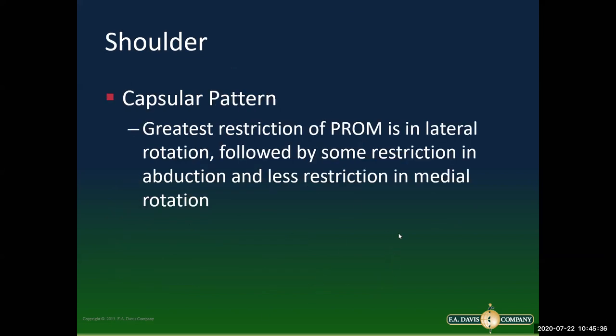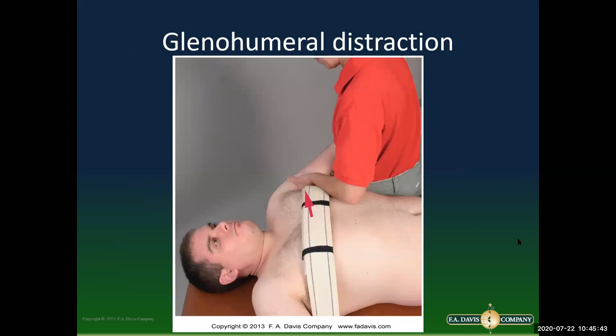Remember, with the capsular pattern in the shoulder, the greatest resistance is in lateral rotation, followed by abduction and medial rotation. So this is just kind of showing some distraction techniques. A lot of times you'll see gait belts on the patient. The gait belt is so that the PT or the PTA can have both hands on the joint that we're mobilizing. That gait belt is nothing more than holding the patient in place. Now, you have to be careful with this, because if I put that gait belt on that patient and we're in the inpatient world, what have I just done?